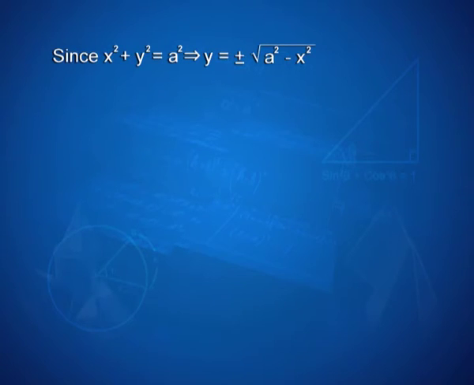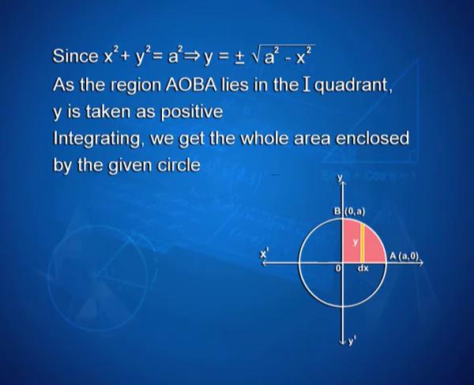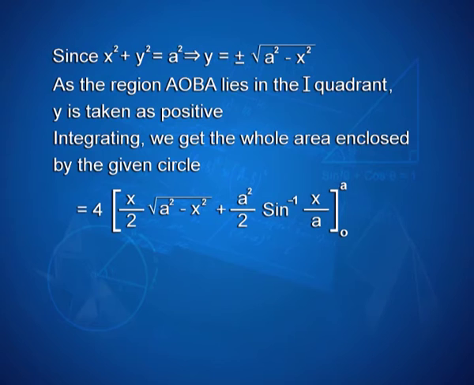Since x square plus y square is equal to a square, that implies y is equal to plus or minus square root of a square minus x square. As the region AOBA lies in the first quadrant, y is taken as positive. Integrating, we get the whole area enclosed by the given circle, that is equal to 4 into x upon 2 square root of a square minus x square plus a square upon 2 sin inverse x upon a with limits 0 and a.